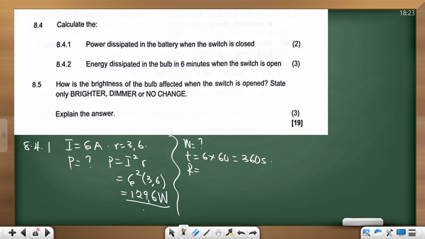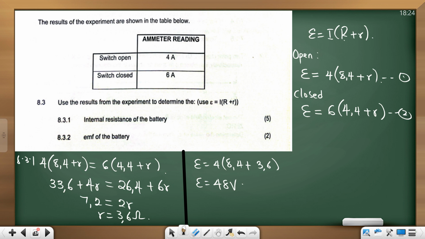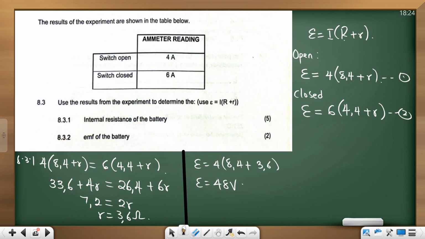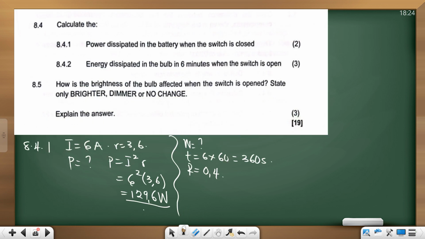Actually, the resistance is not 8. It's 0.4. Because they said the bulb. All right. The bulb. When the switch is open, what do you know about the bulb? 0.4 ohms. What type of current goes in there? It's the total current. When the switch is open, what's my current? 4. Guys, can you see that all the information is just there? You just need to pick it well.